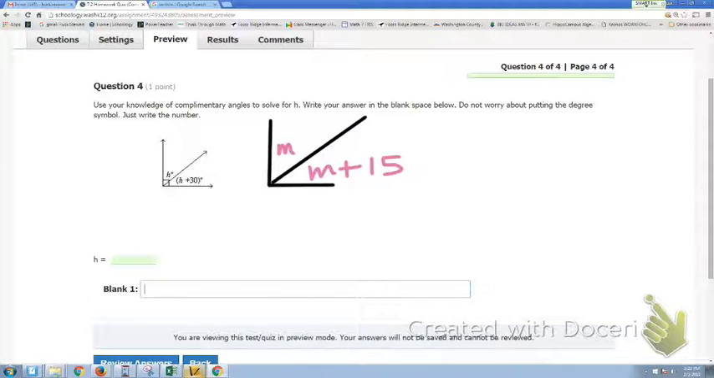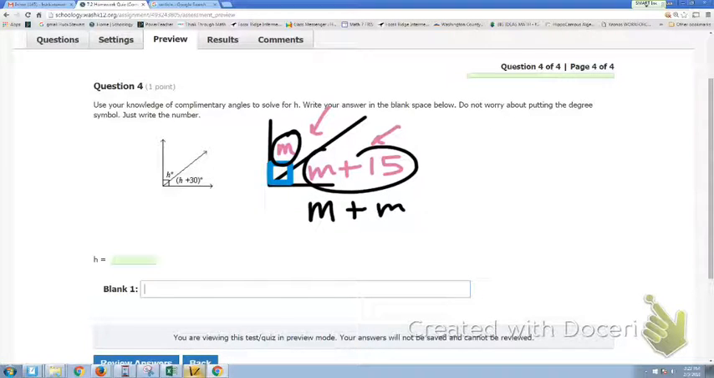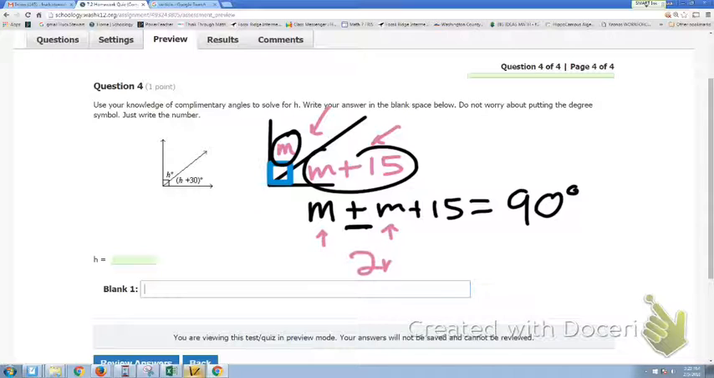Well, what do we know about these two angles? They are forming a right angle. They are complementary. These two angles, their sum equals 90 degrees. Well, we can use algebra then to help us out. In other words, I would say M, this angle, plus this angle, M plus 15, if I add them together, they equal 90 degrees. That's going to be helpful. So watch this. M plus M equals what? Well, there's two of them, so there's now two M's.